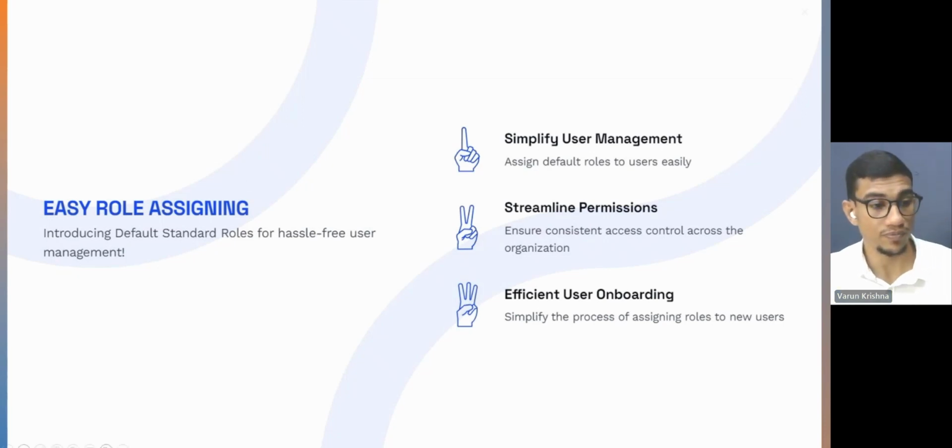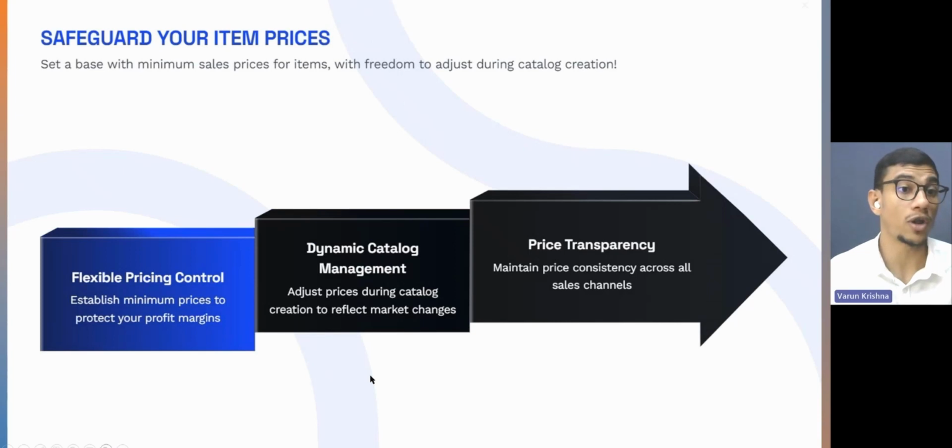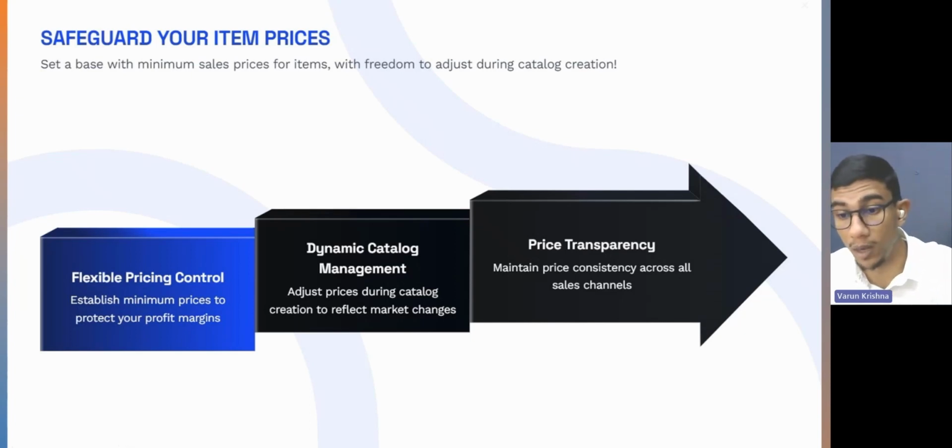Now the next update. Safeguard your item prices. Set a base minimum sales price for items, with freedom to adjust during catalog creation. So flexible pricing control: establish minimum prices to protect your profit margins. Then you have dynamic catalog management, where you can adjust your prices during catalog creation. Whether this should get reflected or not, it's up to you to decide. Then we have price transparency across the sales channel as well. So we'll be looking into how we can safeguard your item prices with the help of the minimum sales price.